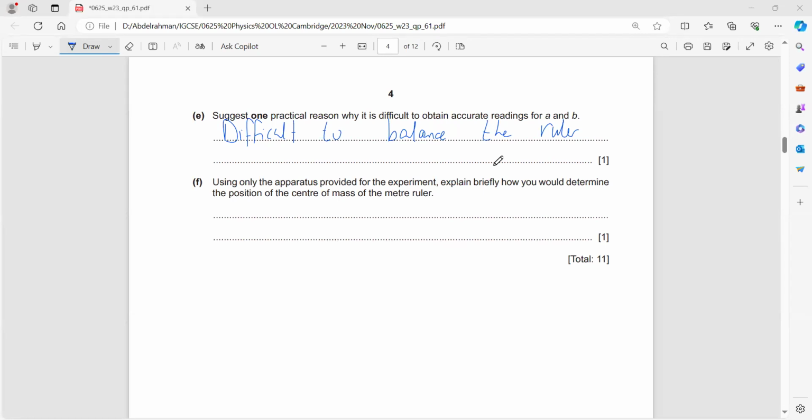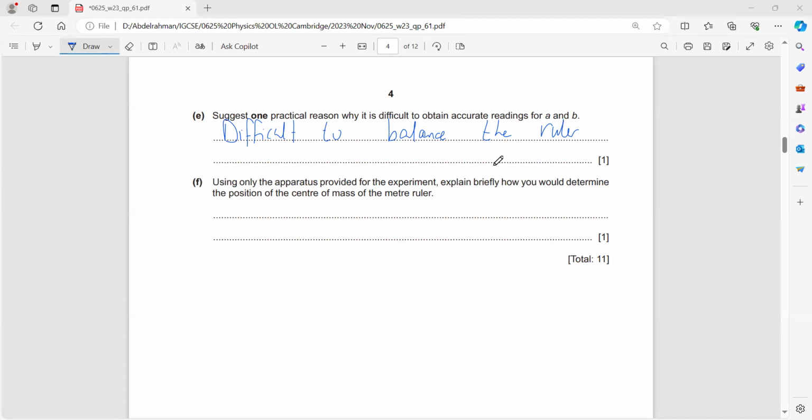No. Why? Because I'm not taking the measurement of distance, for example. He didn't ask what is one precaution while taking the reading of the ruler. He's asking about balancing the ruler. He's asking about balancing the pivot. Here I have a ruler and I have a pivot, but it's already difficult to balance.